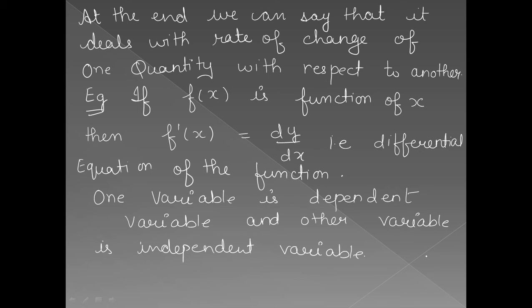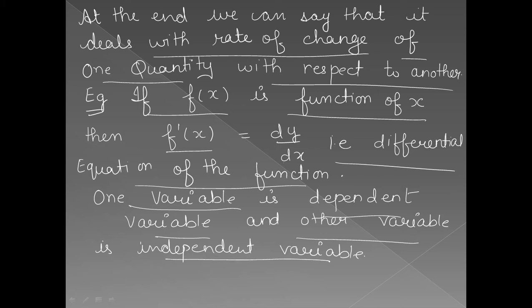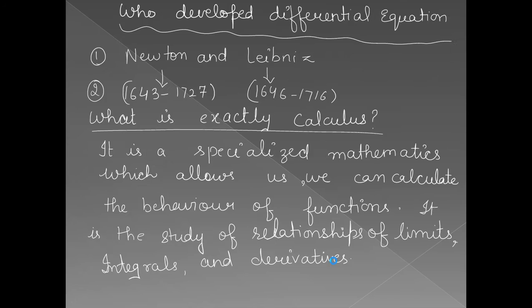At the end, we can say that it deals with the rate of change of one quantity with respect to another. If f(x) is a function of x, then f dash x is equal to dy over dx. That is the differential equation of the function. One variable is the dependent variable, and the other variable is the independent variable in differential calculus. Who developed differential calculus? Newton and Leibniz.